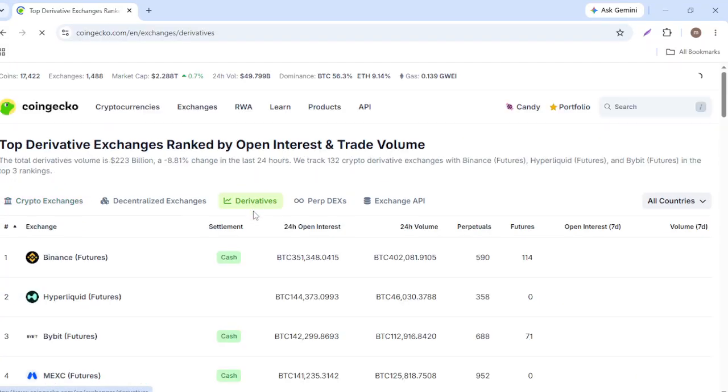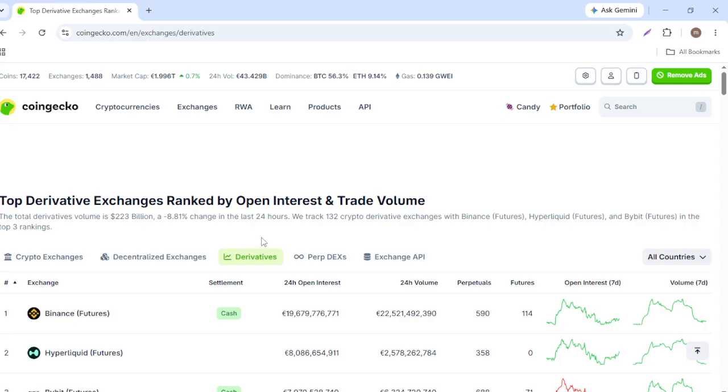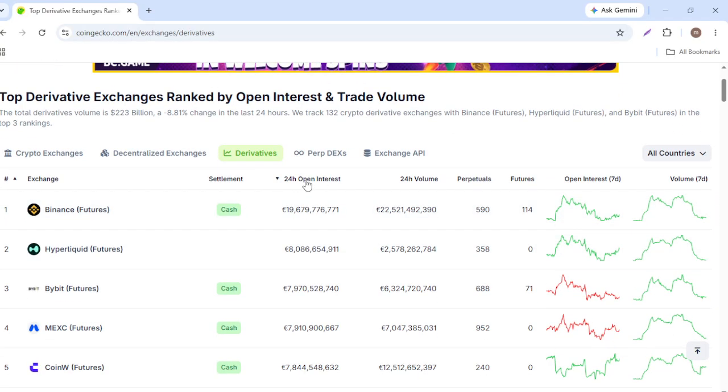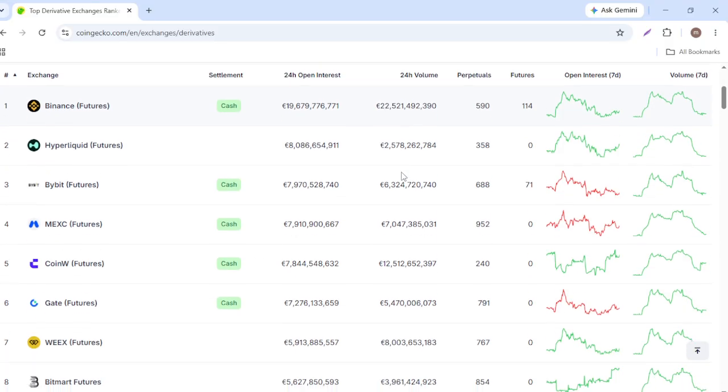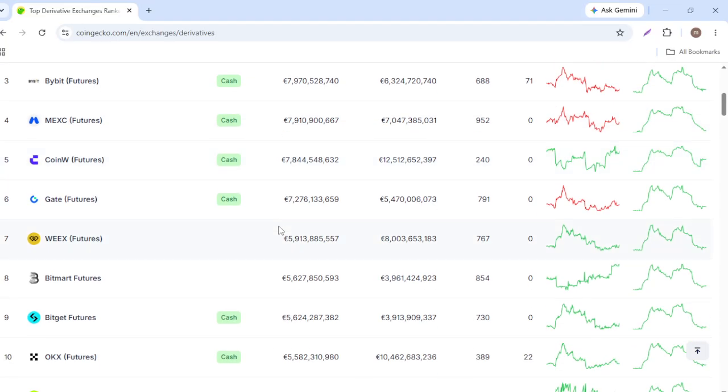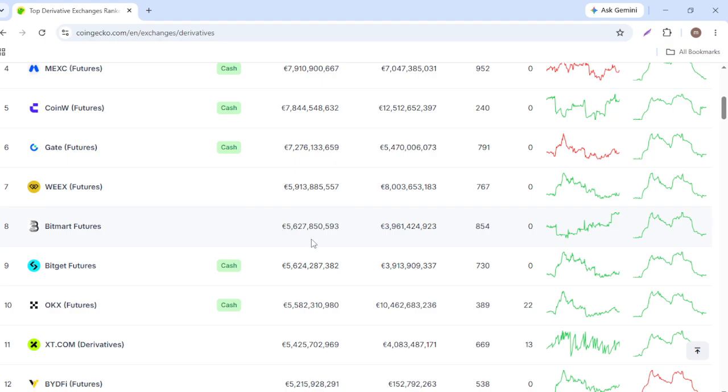Here, the metrics that matter are open interest and 24-hour volume. A platform with high open interest suggests deep liquidity for professional traders, but watch out for funding rates. If an exchange's funding rates are constantly disconnected from the broader market, it could indicate aggressive market manipulation by the house. Use CoinGecko to compare these rates across your top 3 exchange choices. The data doesn't lie, even when the marketing departments do.